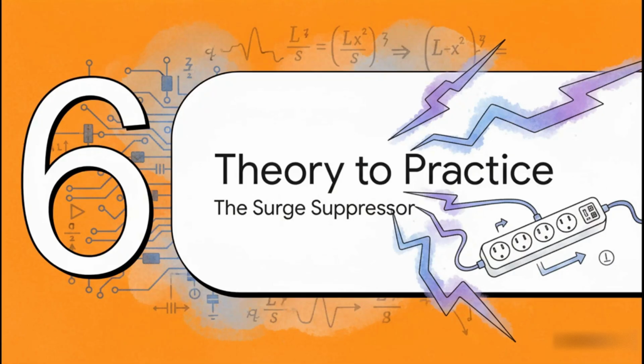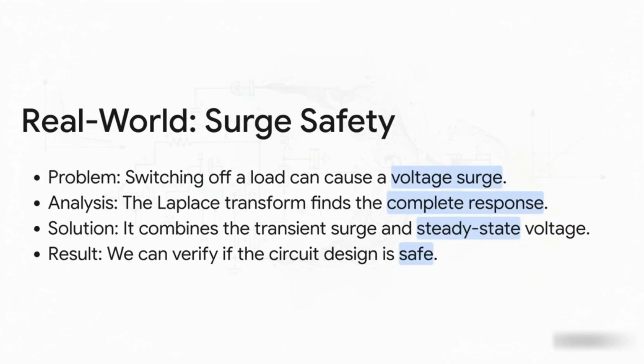Okay, this is all fascinating stuff, but let's connect it to a real-world problem where this isn't just a neat trick, it's absolutely essential for safety. So picture this, you switch off a big machine. That sudden change can cause a huge, temporary voltage spike. That's a transient surge. And the big question for any engineer is, will that spike, on top of the normal voltage, be enough to fry other components in the system?